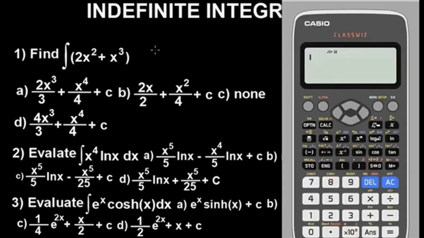Now solving this question 1, you have to take note of some important points. The first one is that for solving indefinite integration with the Casio calculator, you have to store a value, which is 2. I recommend always 2. Now you can work with any other number, but I recommend 2 because I have worked for a very long time with 2 and I have not found any error with it.